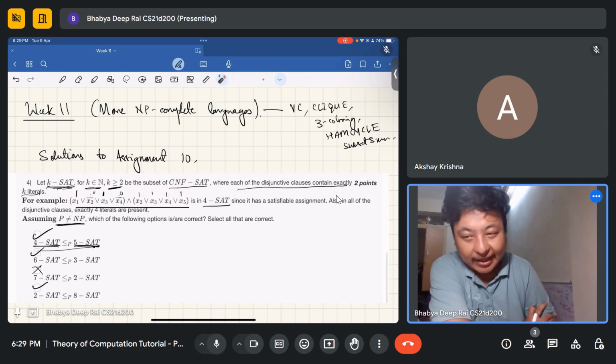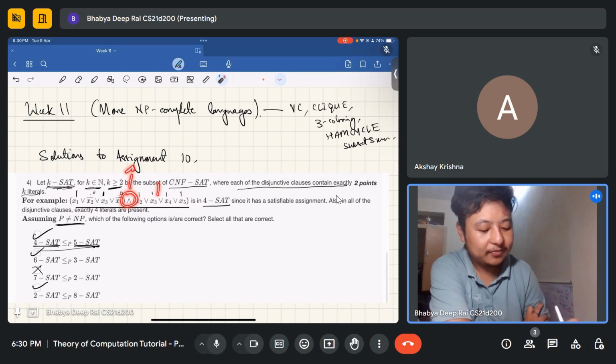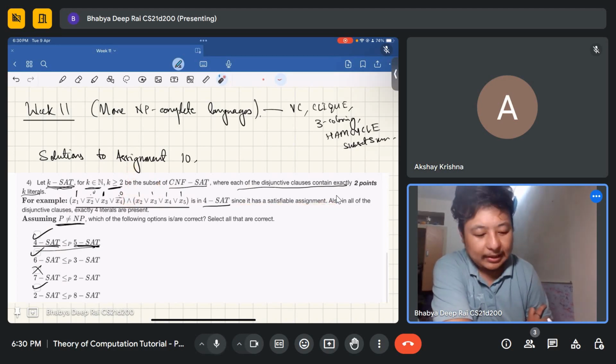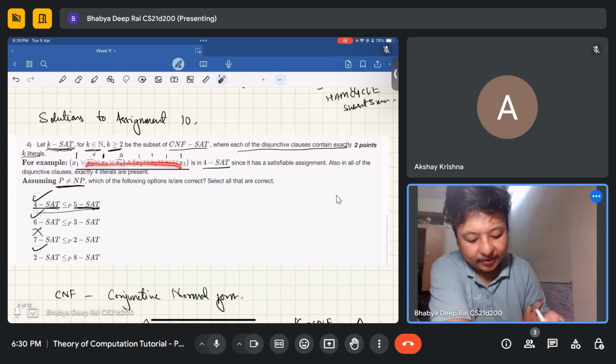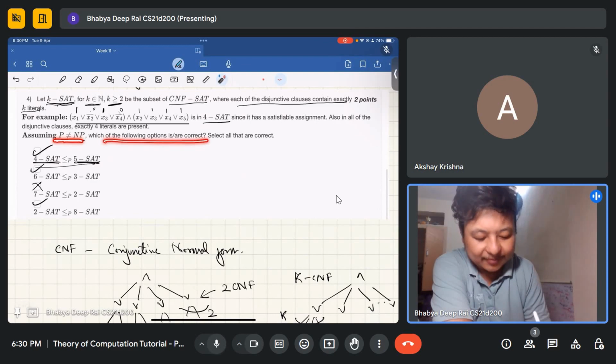And then I assign x1 as 1. x3 is already assigned 1, so whatever I assign the others, it does not matter. So this clause will always evaluate to 1. And these are all 1s. So this will trivially evaluate to 1, and the AND of that will give 1. So anyway, it has a satisfiable assignment. And this is a 4 CNF. Now the question says, if P is not equal to NP, which of the following options are correct?